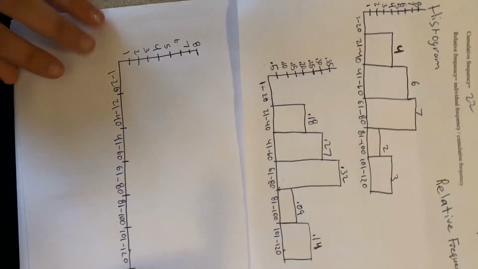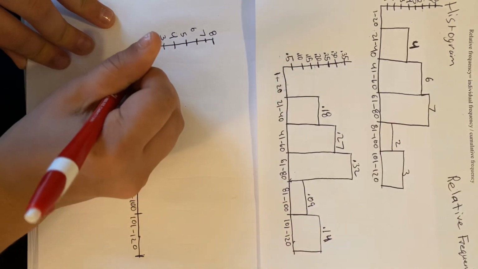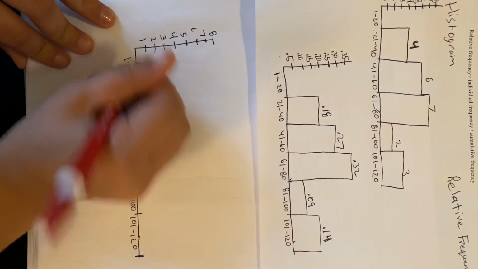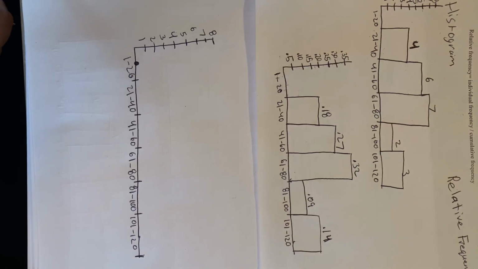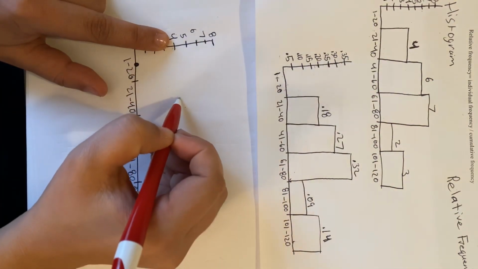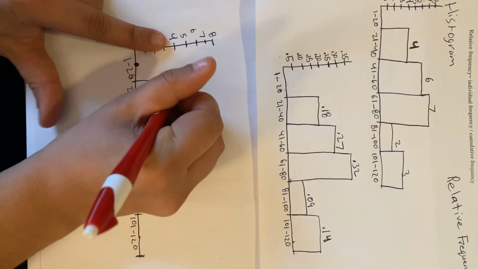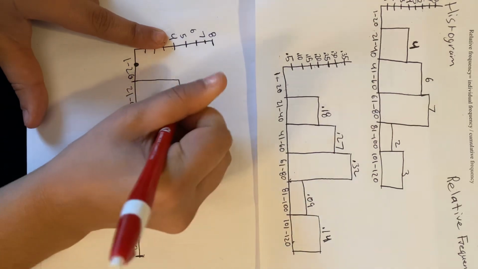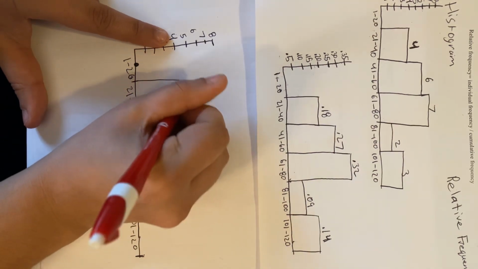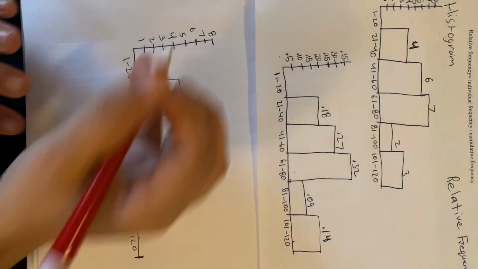So our first column was at 0. Between 1 and 20, right in the middle, I'm going to be at 0. At 21 to 40, we were at 4, so I'm going to go up to 4, and right in the middle of 21 and 40, I'm going to create that dot. You can create a histogram like we did, but you don't have to. You just have to know that the middle is where you put the dot. For 41 to 60, we were at 6.